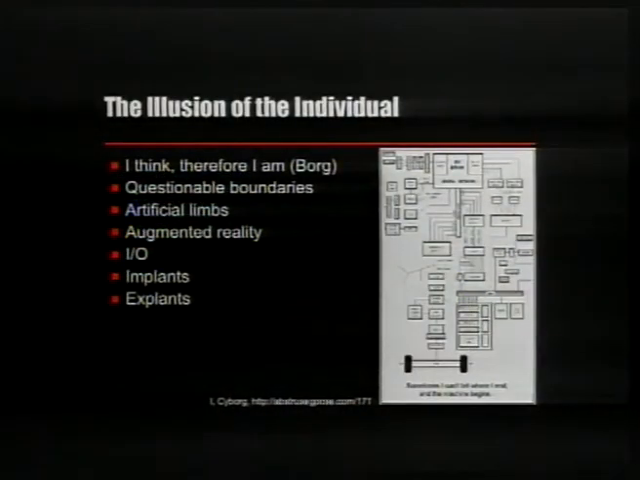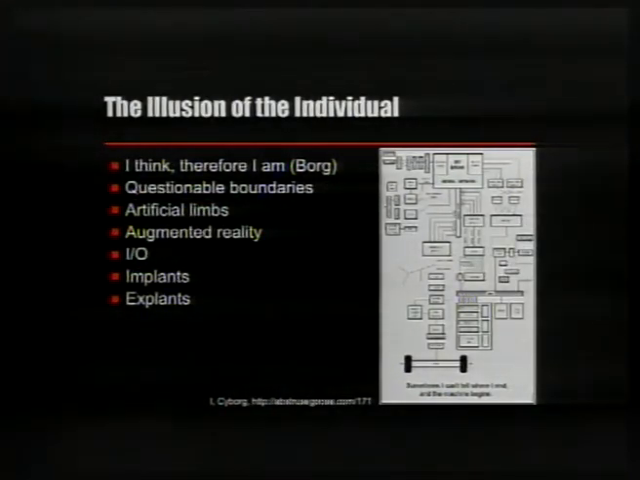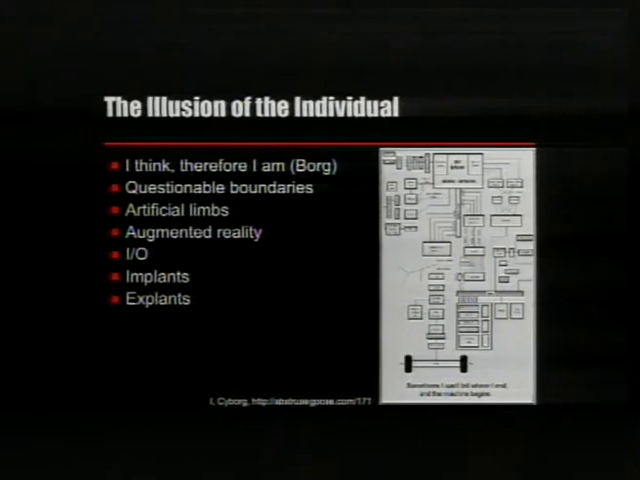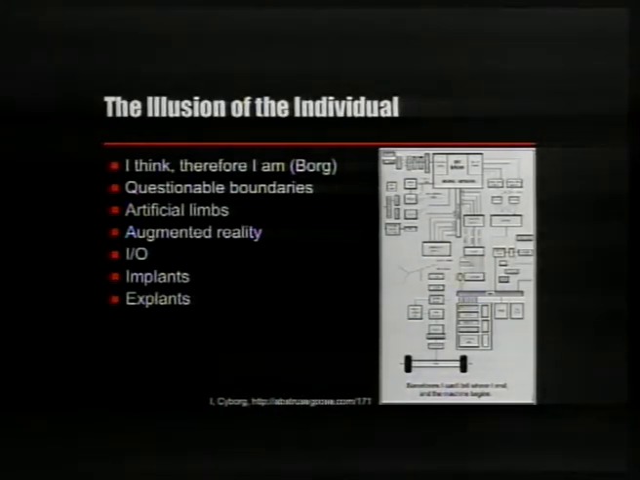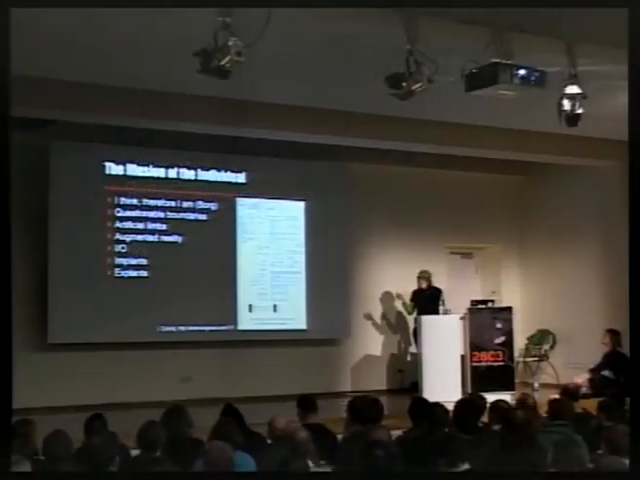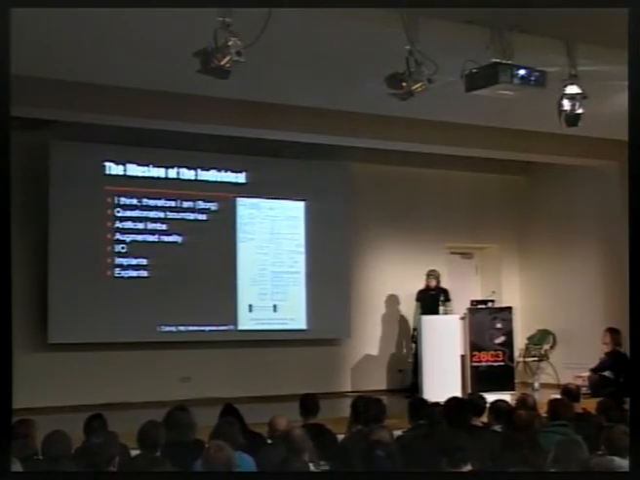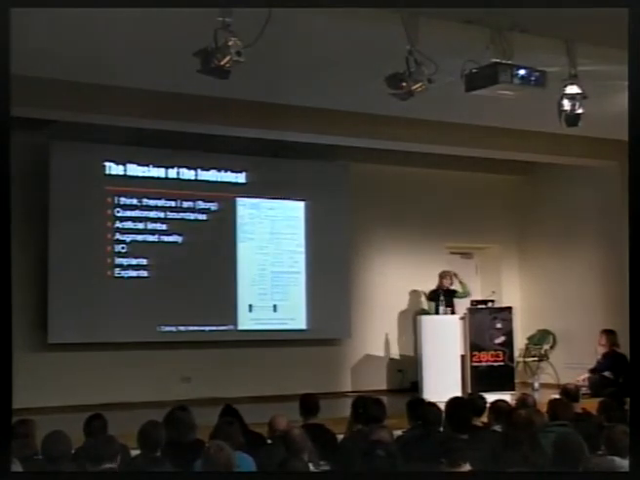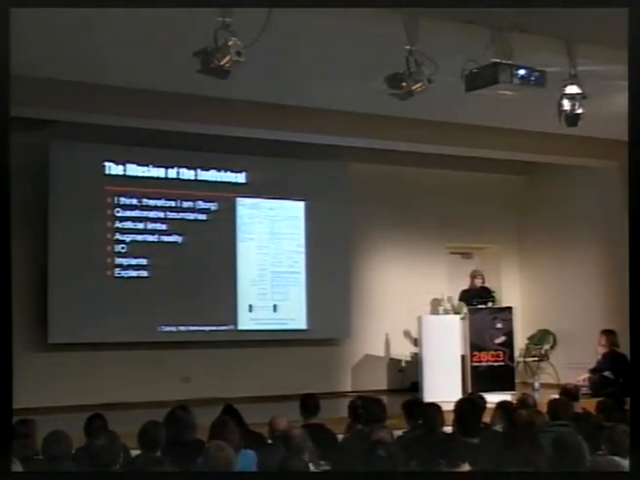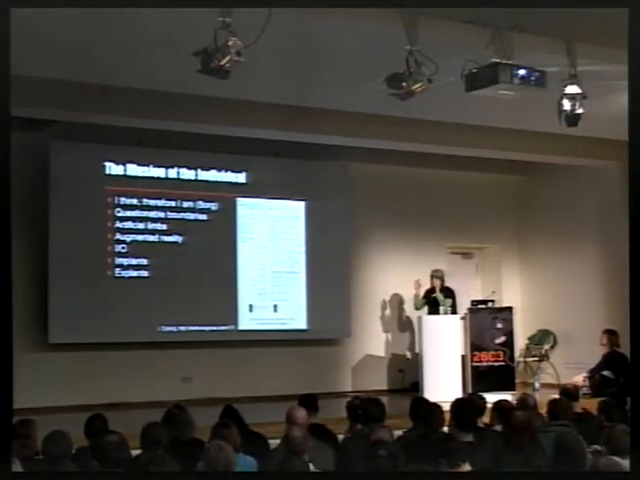So, when you're looking at individuals, I mean, I think, therefore I am, maybe Borg. Pretty much that's all you know about yourself. There's something going on in your head, and that's me, and, well, but where do I start? Is it just the brain? Is it just a part of a brain? Or is it even, well, my spinal cord? Or is it my hands, my fingers, my eyes?